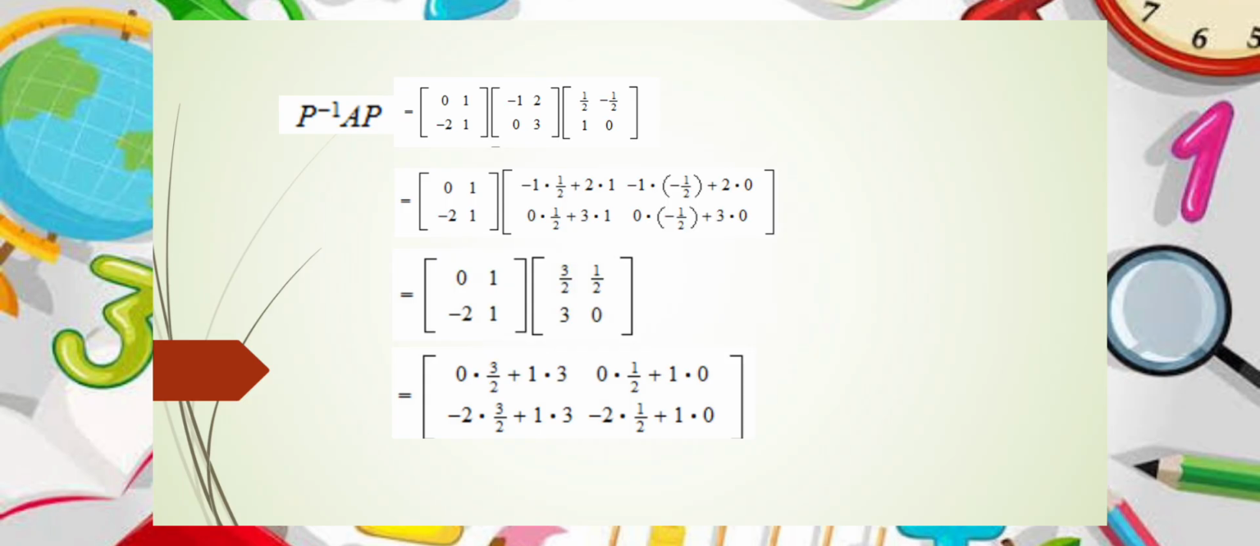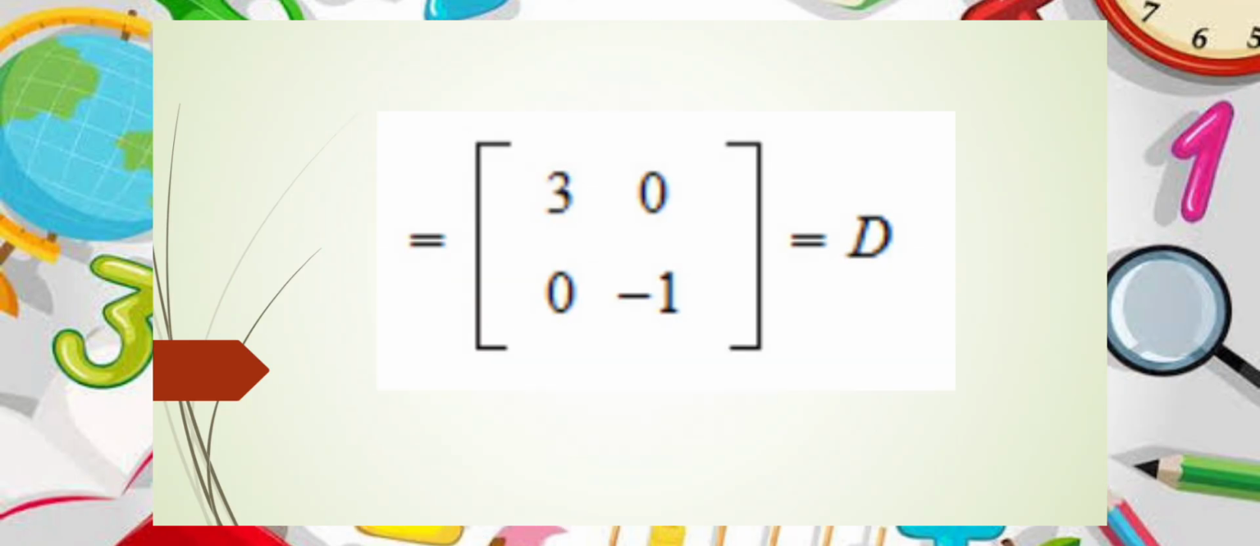And then the other side is 0 times 1 half plus 1 times 0. And below is negative 2 times 1 half plus 1 times 0. So that will give us the diagonal matrix [3, 0; 0, negative 1]. So as a result, A is diagonalizable.